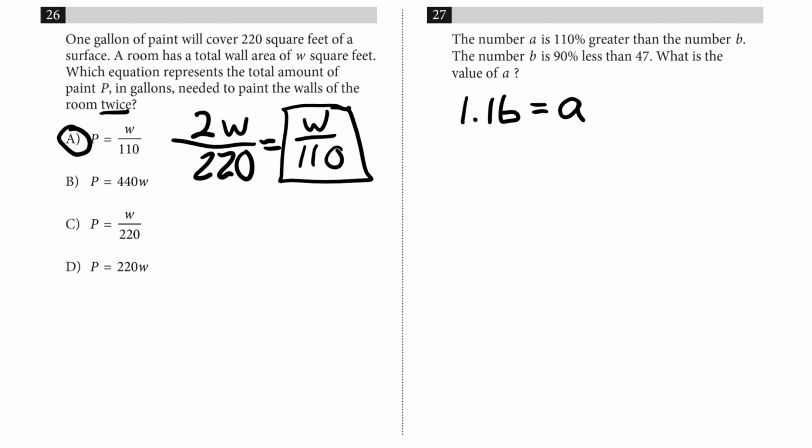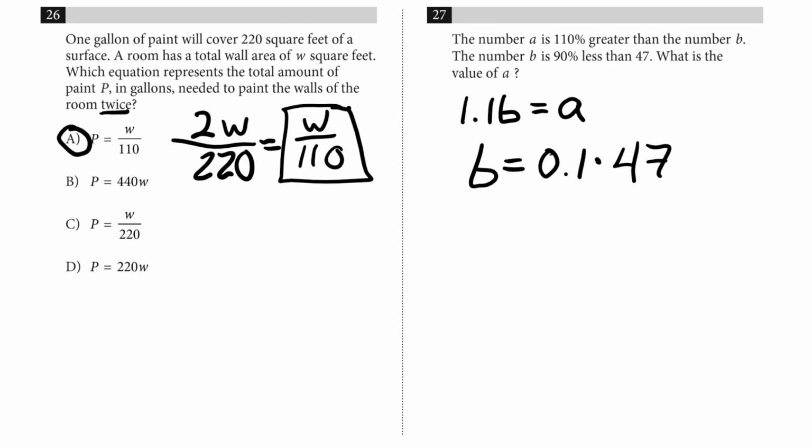The number B is 90% less than the number 47. So 90% less is going to be 0.1 times 47. And then it's asking what is the number A.